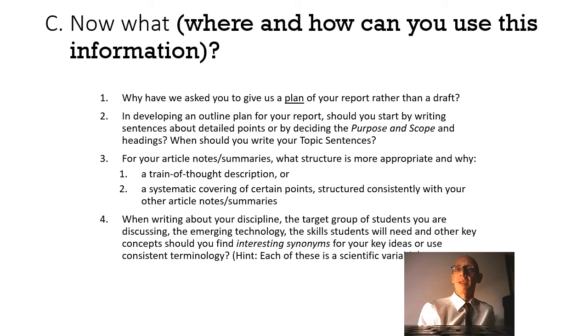Okay, when writing about your discipline, the target group of studies, emerging technology, the skills students will have, should you be using interesting synonyms each time, or should you be using one term consistently throughout your paper? Hint, these are scientific variables. So a variable is X, you call it X, right? It's X, just X, you don't change that.